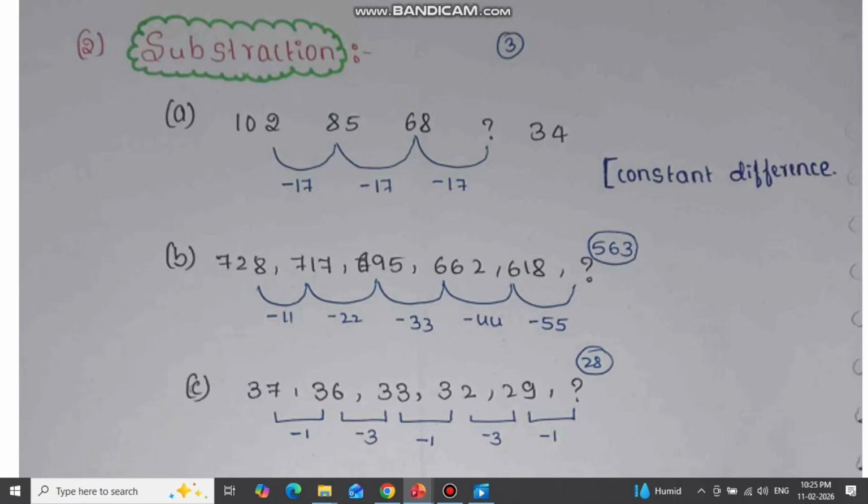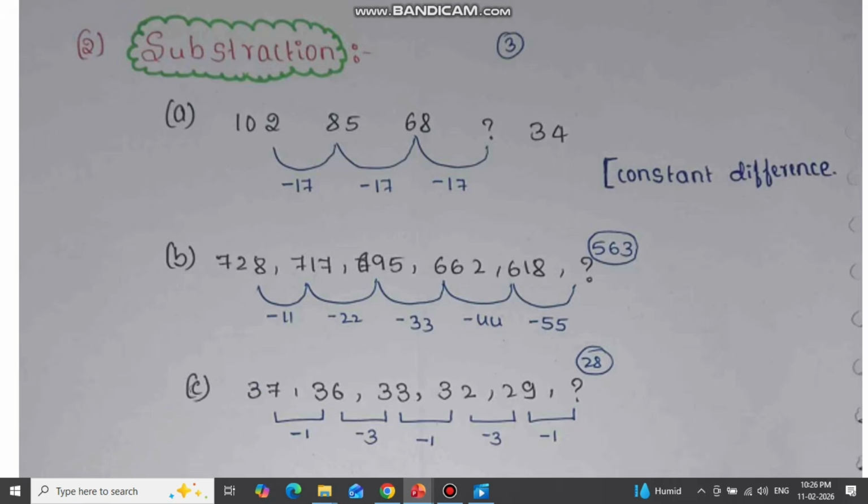Then we'll take the subtraction series. The first is 102, 85, 68. This series decreases. In the first number we subtract 17 and we get 85. 85 minus 17 gives 68. 68 minus 17 gives 34.